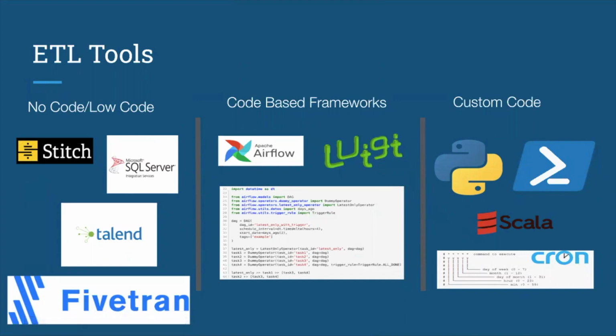Now, in order to do all of that, you need some sort of tool. And there's really three categories of tools that you can use. You can use what we call no-code/low-code tools. You can use code-based frameworks, or you can just completely custom code your ETL altogether. So no-code, low-code is kind of what it sounds like.